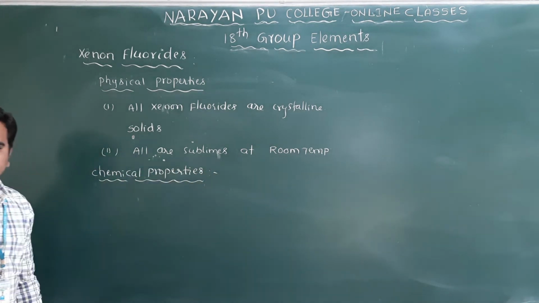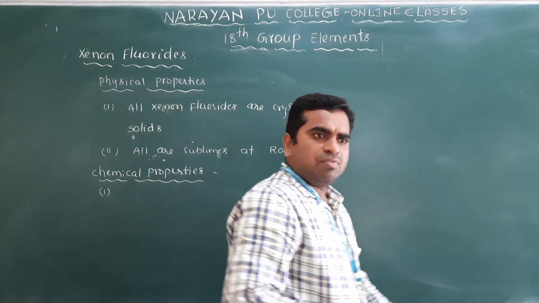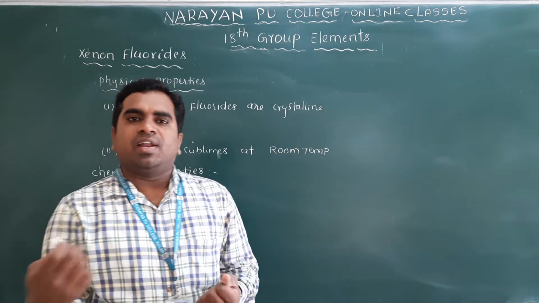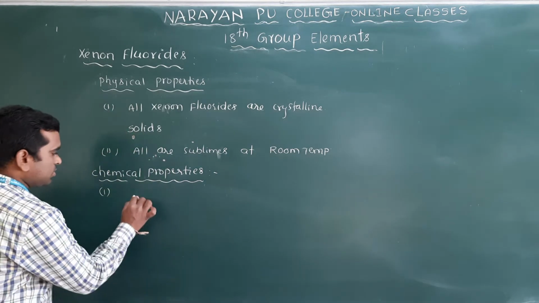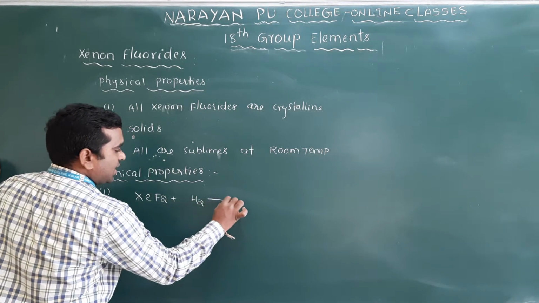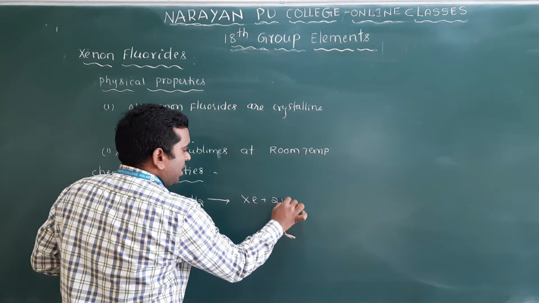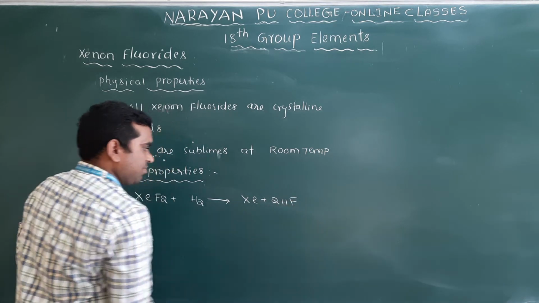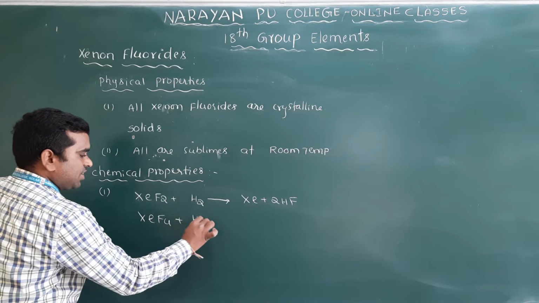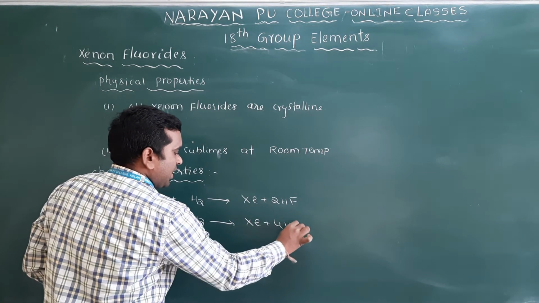So chemical properties, and the first one is they readily react with hydrogen. Clear? With hydrogen, all the difluoride, tetrafluoride, and hexafluoride react immediately. If I take XeF2 plus hydrogen, then what will you get? It combines with the hydrogen and will give Xe and 2HF. Clear? And in the same way, XeF4, when it is treated with 2 moles of hydrogen, you will get xenon and 4HF. Clear?